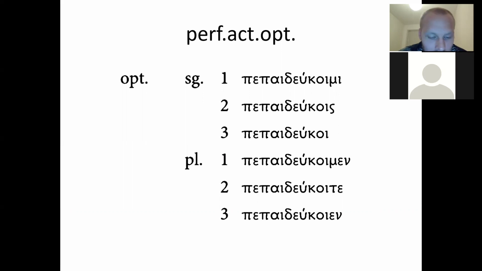And what can we note here? Well, the optative oi suffix is here, the same as in the present active optative form, and the endings are the same as well. So nothing strange or new here. Of course, the reduplication and the kappa infix are the characteristic features of the perfect forms. Okay.